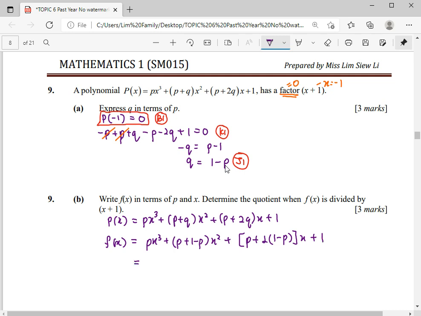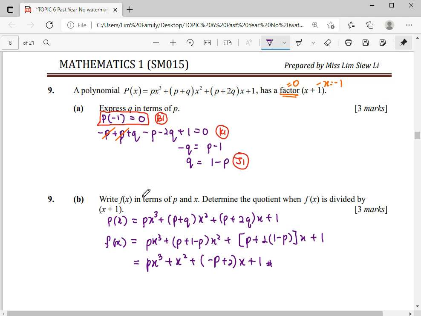Okay, so we simplify our polynomial here, where p minus p will be finished, we get 0. So here leaving an x squared. How about here? P plus negative 2p. So it will get negative p and then plus 2x. So this is our new function, which is f(x), new polynomial, which is f(x), in terms of p only.